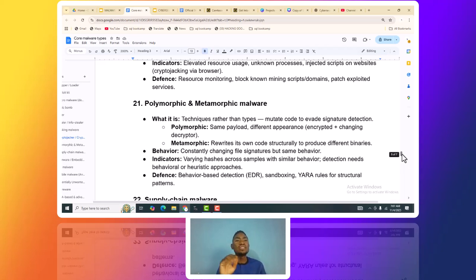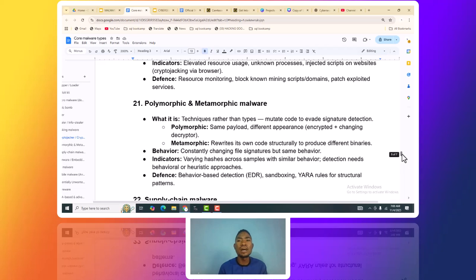Then another one is called polymorphic or metamorphic malware. You might not have heard this, or it might not be common. It's a technique rather than a type. It's not actually a full type, it's a technique. It mutates code to evade signature detection. Polymorphic simply means the same payload, different appearance. It's like a wolf in sheep's clothing, having the same payload but different appearances.